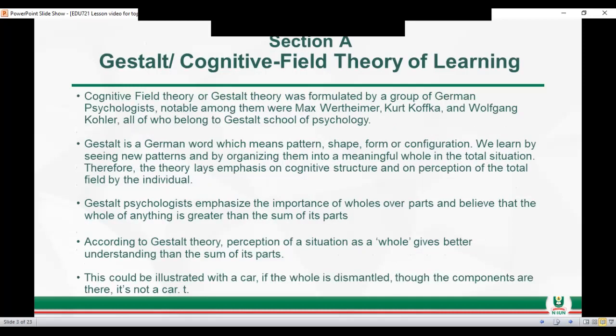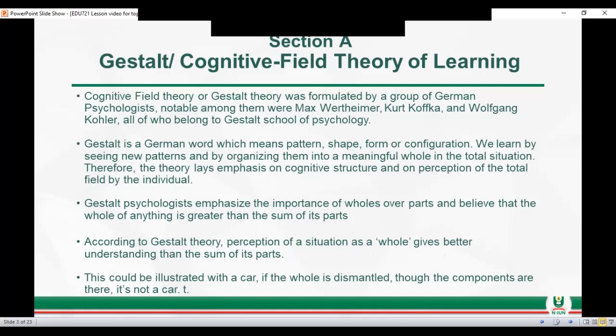So we start off with section A, that is the Gestalt or cognitive field theory of learning. Please note the pronunciation of that word, Gestalt. What is the theory? What are the principles of this theory? And who formulated this theory?